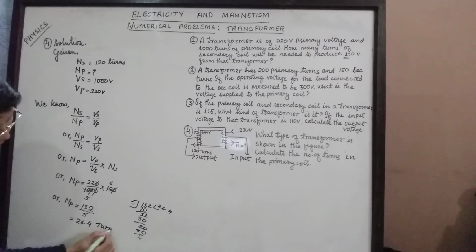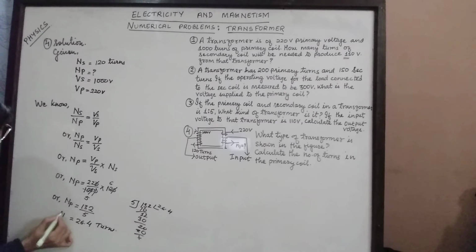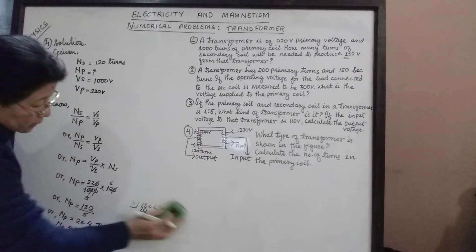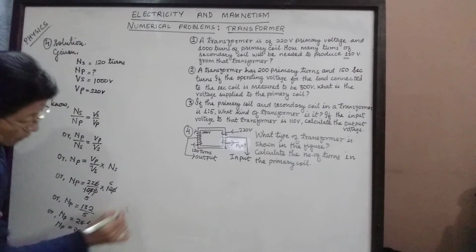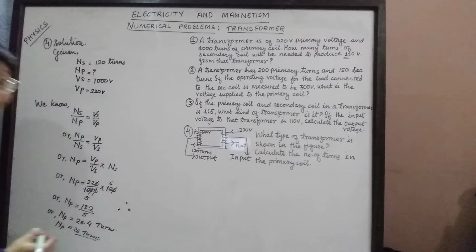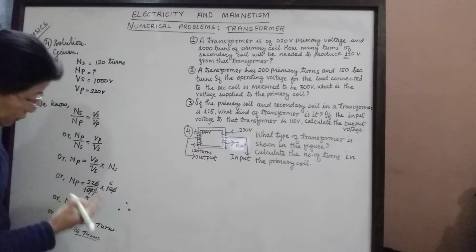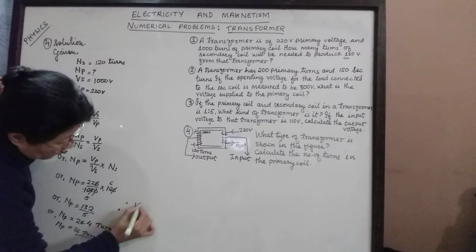This is turns, but turns are not in fraction. These should not be in decimal. That is why you have to make it a whole number, rounding off. By rounding off, NP you can make it 26 turns. Your answer statement is therefore number of turns. Don't leave any numerical without writing an answer statement. This is my suggestion. Do not do that.